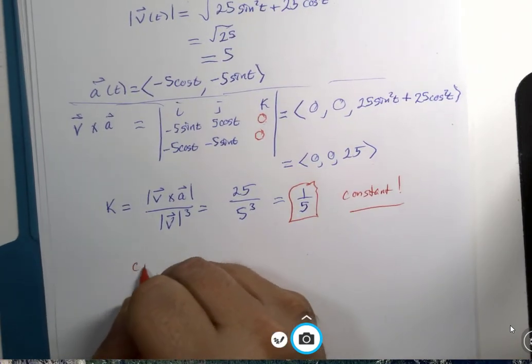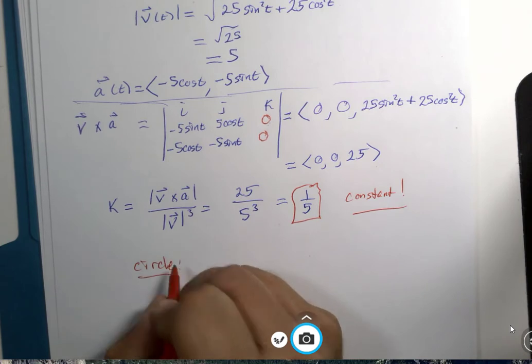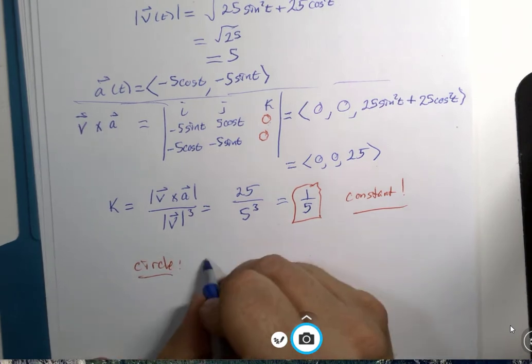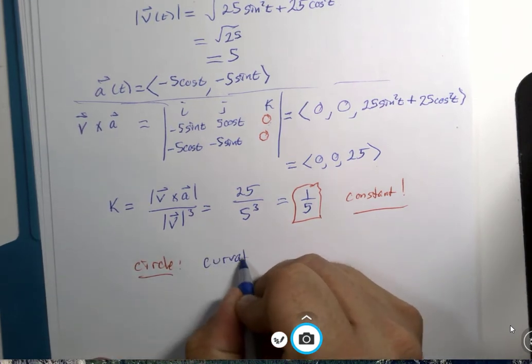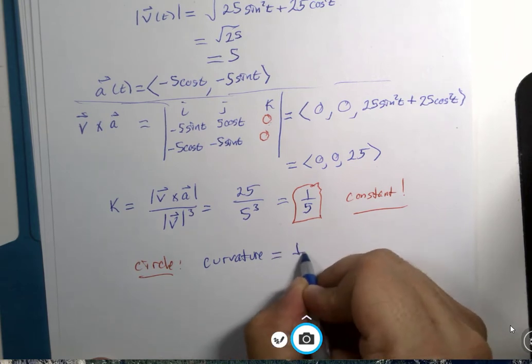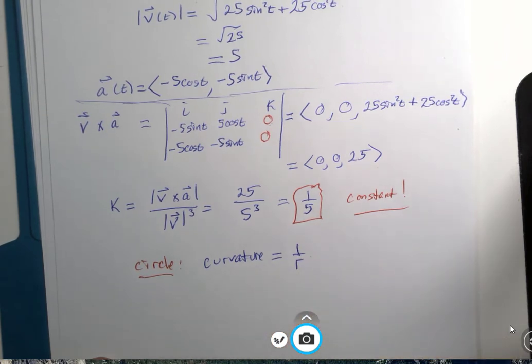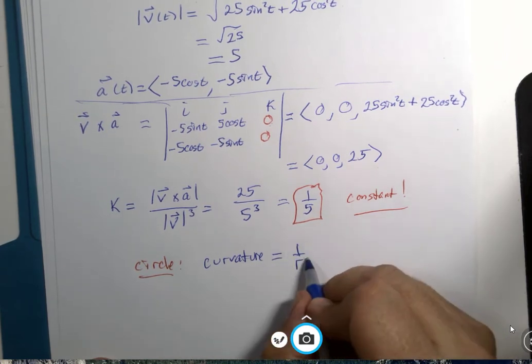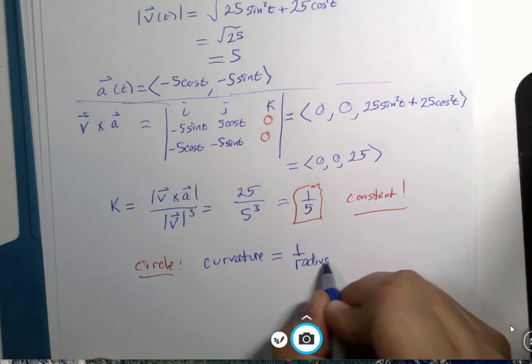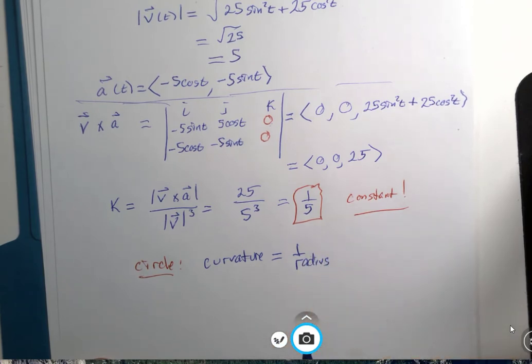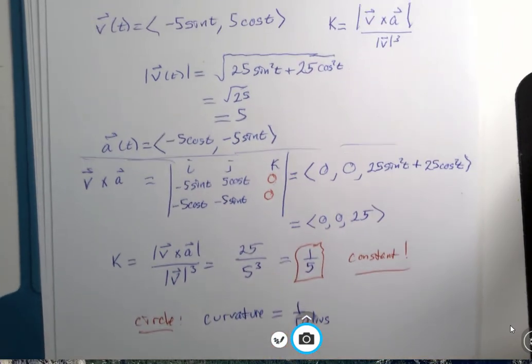In general, for a circle, the curvature will be 1 over its radius. We won't prove that right now. I'm going to write radius here so you don't confuse it with the other r that we have. So there it is. Circles have a constant curvature. One more to go.